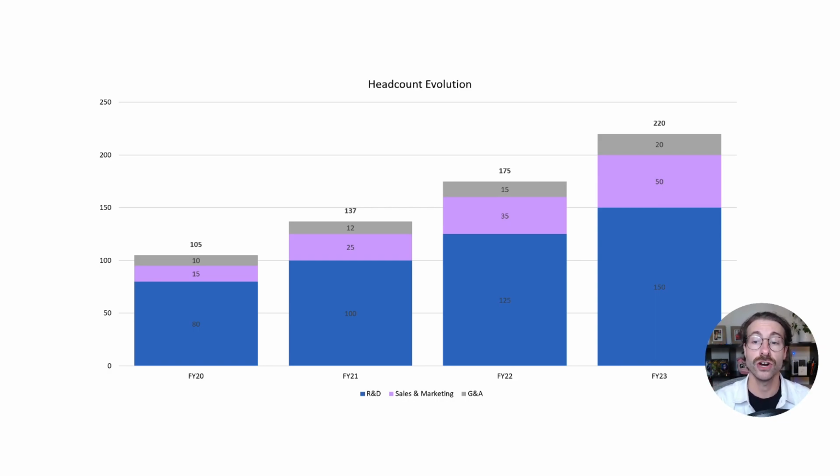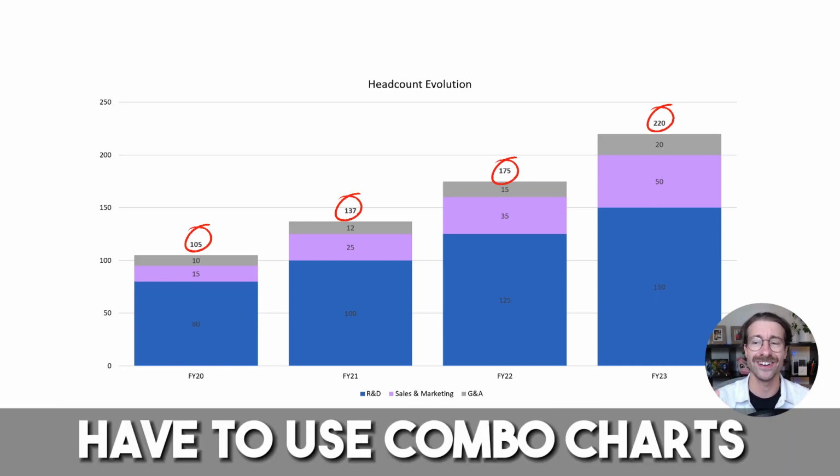Again, with a bar chart, I was able to do some stacked columns. So I was able to split my department. I have the R&D in blue, I have the sales and marketing in pink, and I have my G&A department in gray. And it might seem simple, but adding these totals there, it's kind of tough. You see the 220 in FY23.